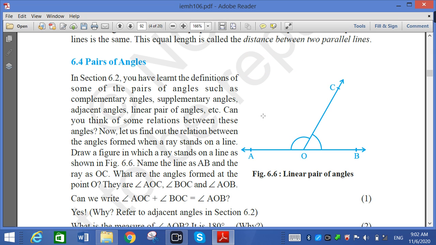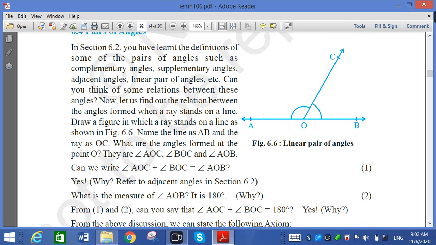Now we have to go through this deeply. Draw a figure in which a ray stands on a line as shown in figure 6.6. Name the line AB and the ray OC. By using a line and a ray, we generate a linear pair. With line AB and ray OC, what angles are formed at point O? How many angles are there? We can say AOC. So here it is AOC.